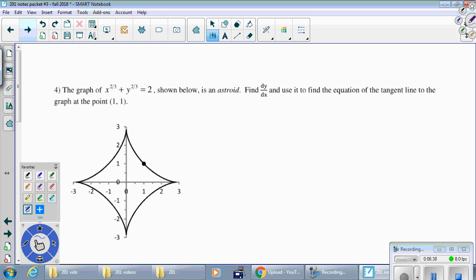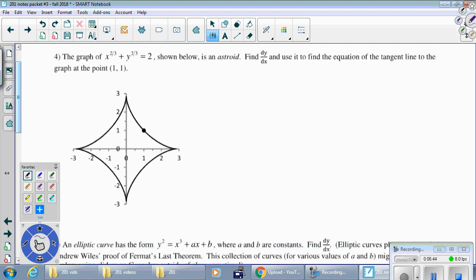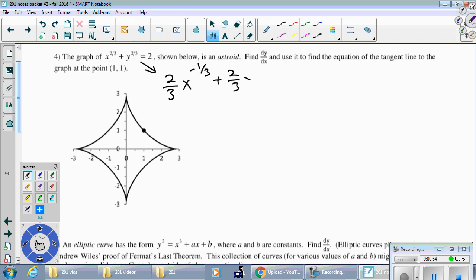All right, so here is a crazy looking shape. It is called an asteroid. And we're going to go ahead and find dy dx. So take a derivative of both sides. x to the 2/3 becomes 2/3 x to the negative 1/3, plus 2/3 y to the negative 1/3. But that one is a y, so we treat it differently. After the normal derivative, we multiply by dy dx by the chain rule, equals the derivative of 2, that's 0.